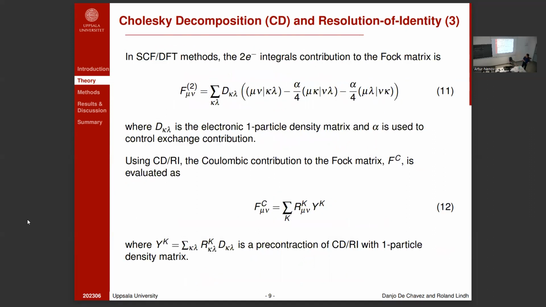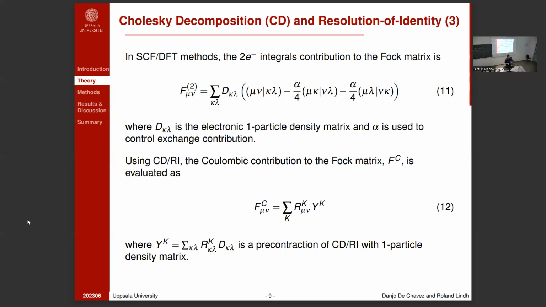So this is just the basics of RI or Cholesky decomposition. And then how do we use this? Normally, I would just give the simplest example, which is your Coulomb contribution to your Fock matrix, which is given by equation 11.